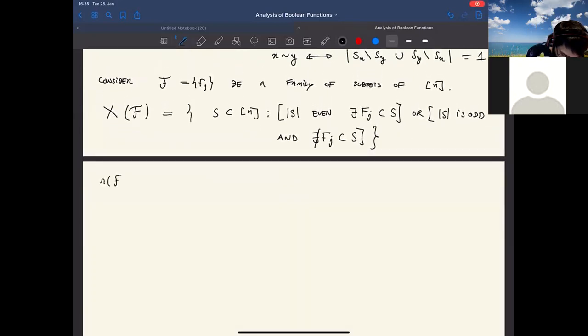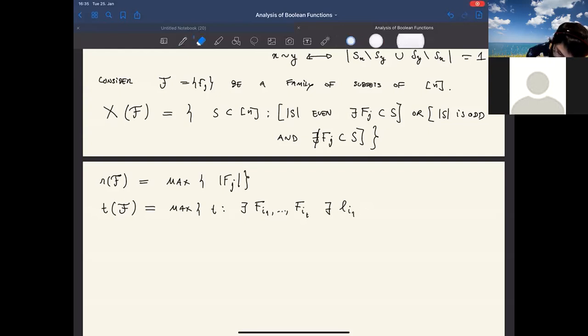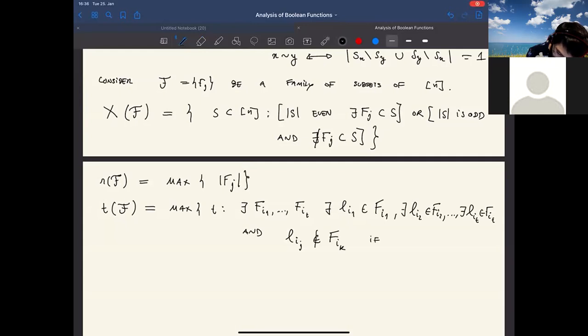And then they define this R of F to be the maxima of the Fj's of the size, and this T of F to be the maxima of the T's, such that there are Fi1, ..., Fit, and there exist Li1 contained in Fi1, Li2 contained in Fi2, and so on, Lit contained in Fit, and Lij is not contained in Fik if j is not k.